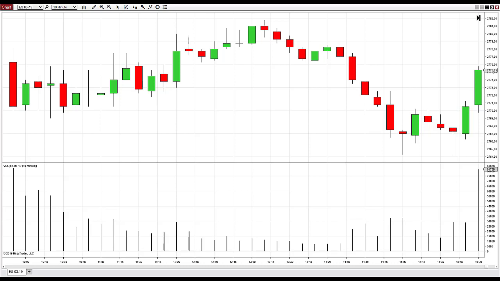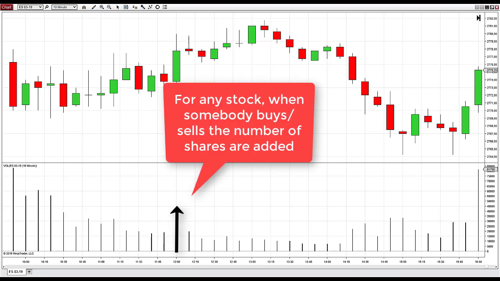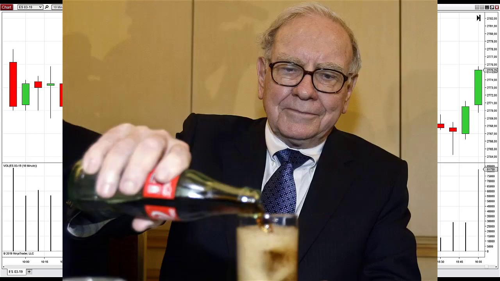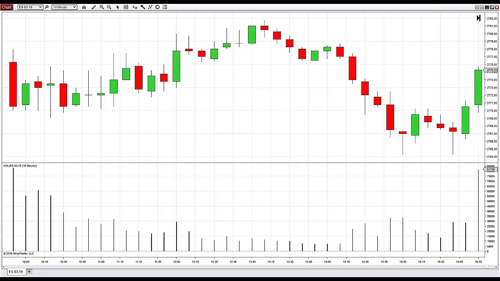Anyway, if you think about stocks, for example, every time somebody buys or somebody sells any number of shares, the number of shares are added up. So in stock trading, you have deals taking place all the time. Somebody buys one share of Apple, another one buys 1,000 shares of Tesla. Warren Buffett buys Coca-Cola for $1 billion. All of those shares are added together, and what you get at the end of the day, that's the volume for that day for that particular stock. The number of shares that changed hands.